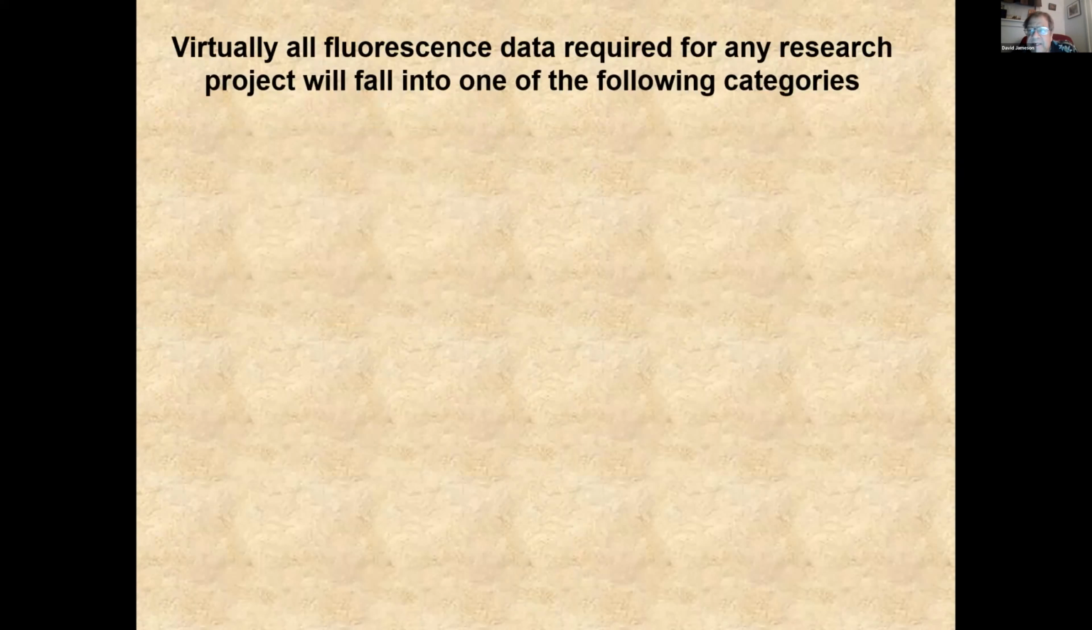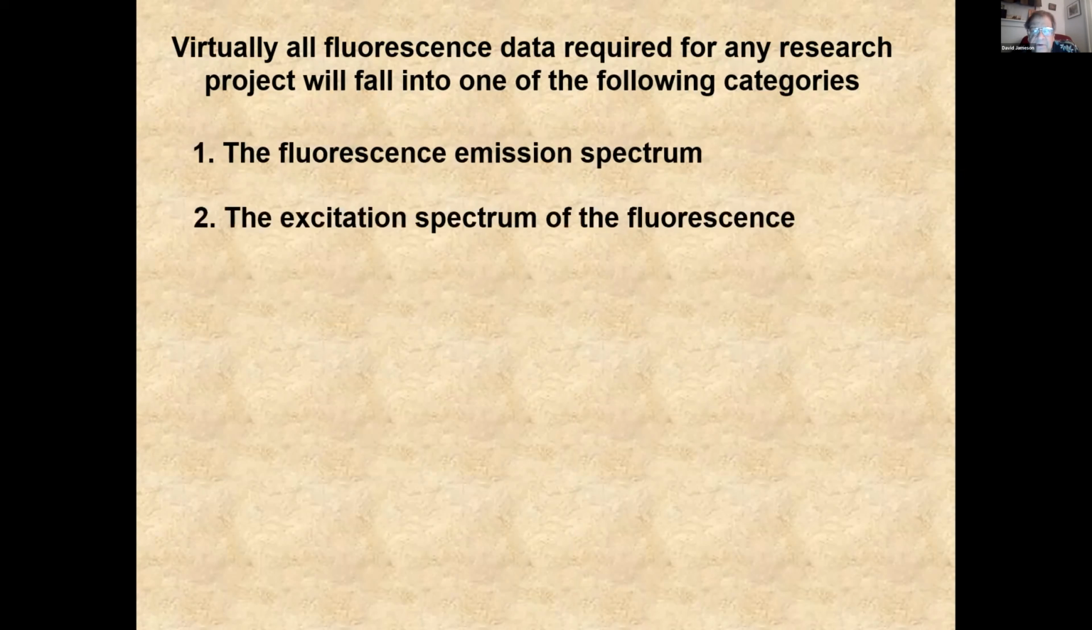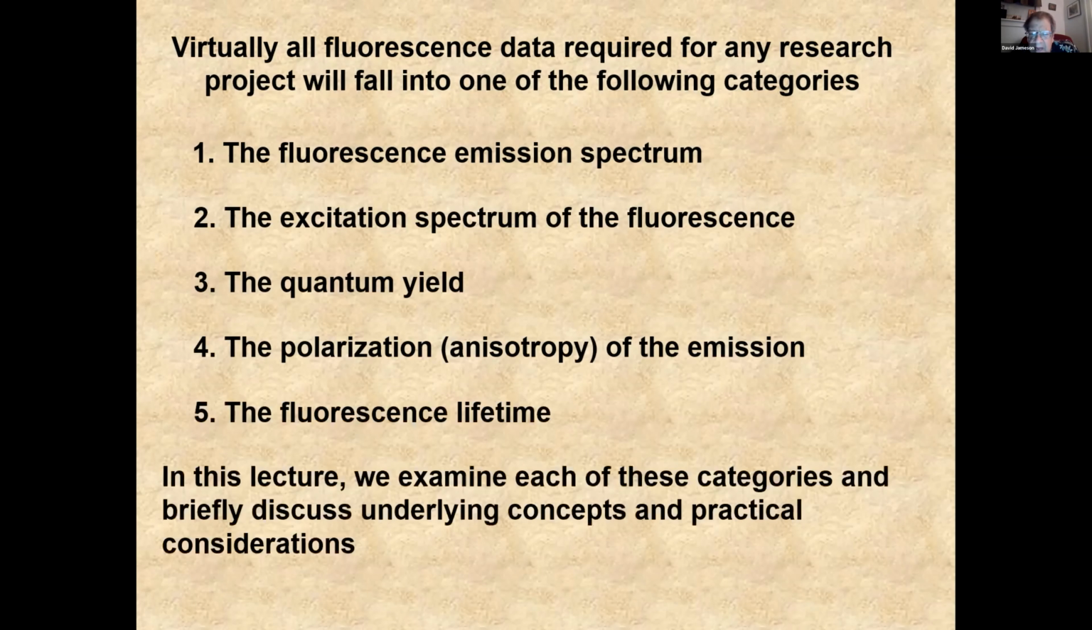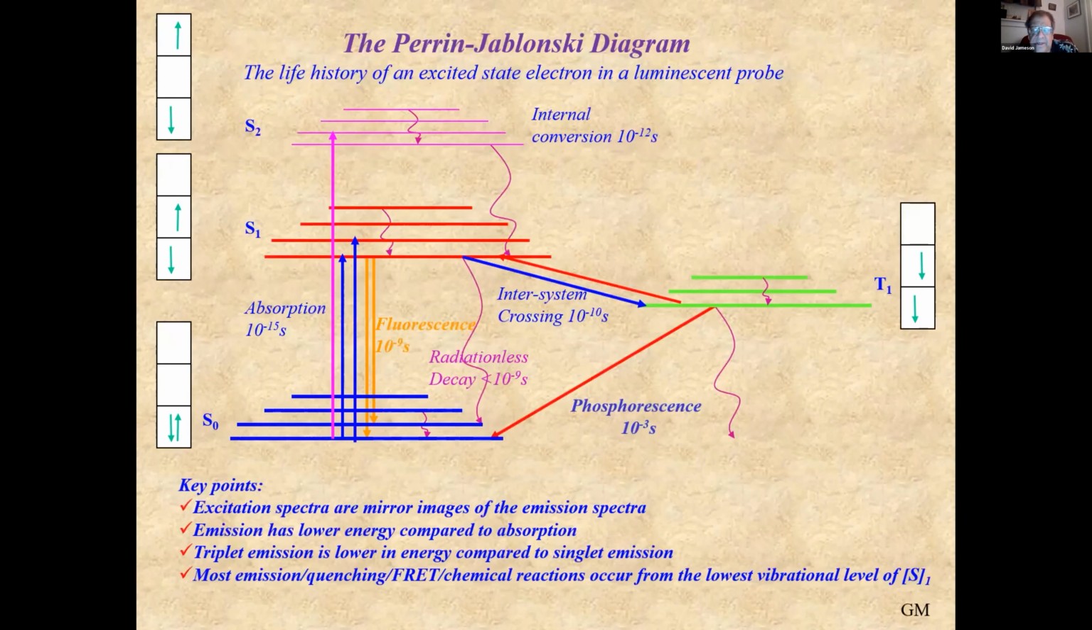Now, virtually all fluorescence data required for any research project will fall into one of the following categories: the fluorescence emission spectrum, the excitation spectrum, the quantum yield, the polarization or anisotropy, and the lifetime. And in this lecture and other lectures, we'll examine each of these categories in more detail and discuss the concepts and practical considerations. But to understand fluorescence, it helps to look at what's called the Perrin-Jablonski diagram, which is sort of the history of the excited state electron.